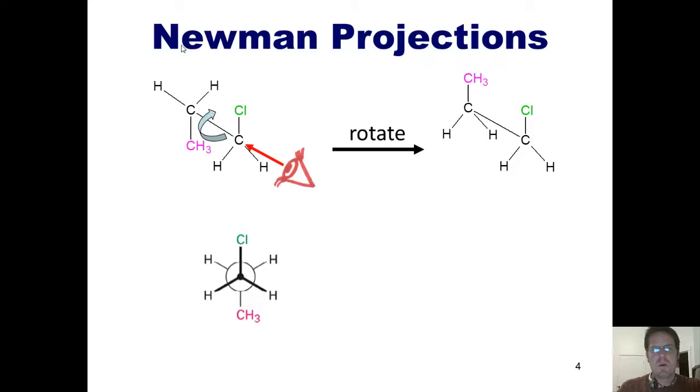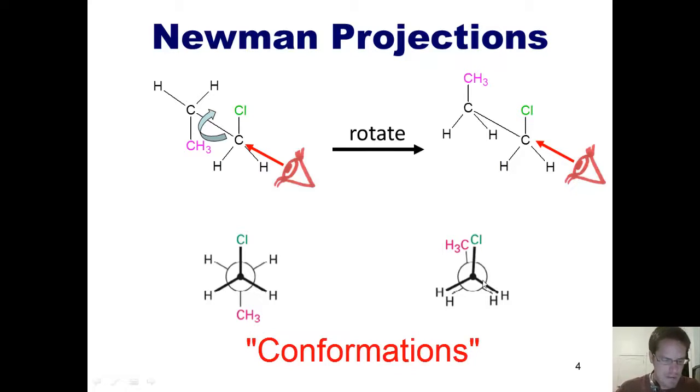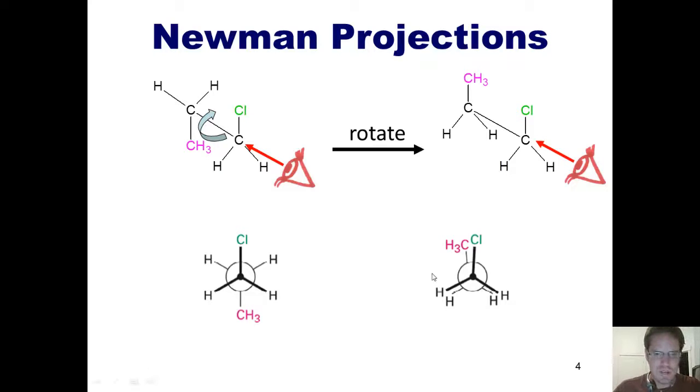And what if at this point you were a floating eyeball and you're able to stare down this bond? What would you see? Well, I hope you can imagine that what you'd see is something like this shown right here. Now granted, this isn't completely perfect. In reality, this CH3 would be directly behind the chlorine, and these hydrogens would be directly behind the hydrogens in the front. Now, as it turns out, molecules' single bonds are rotating around more or less constantly, so that the interconversion between these two situations, the one on the left and the one on the right, which are called conformations, is happening almost continuously.